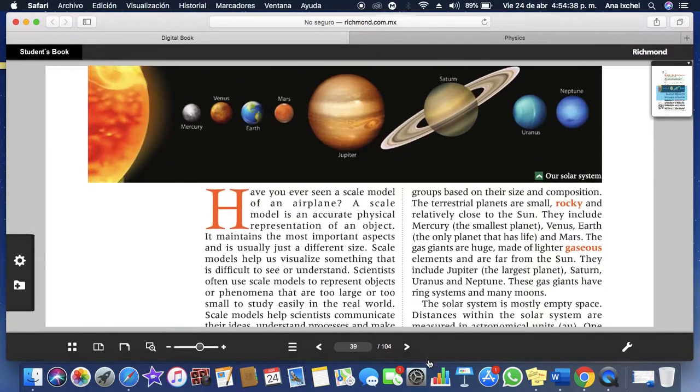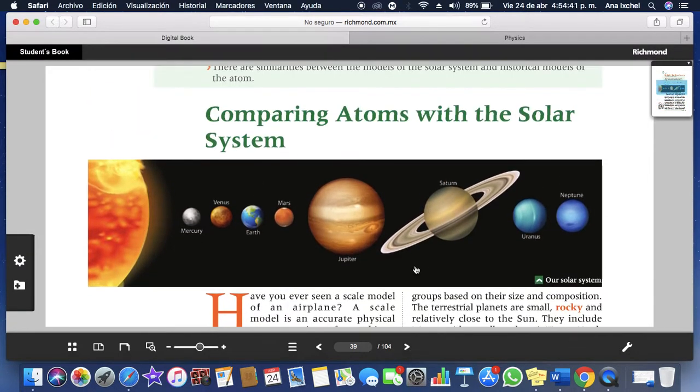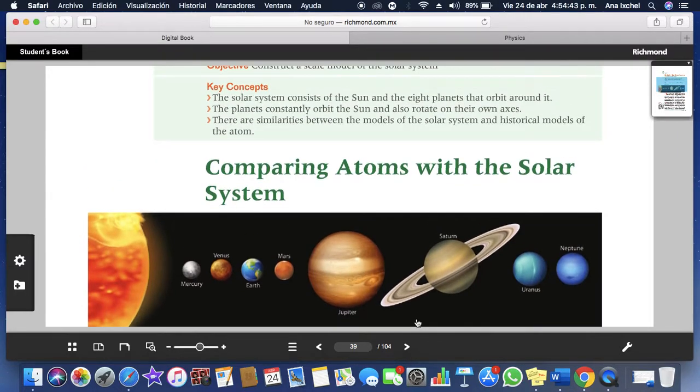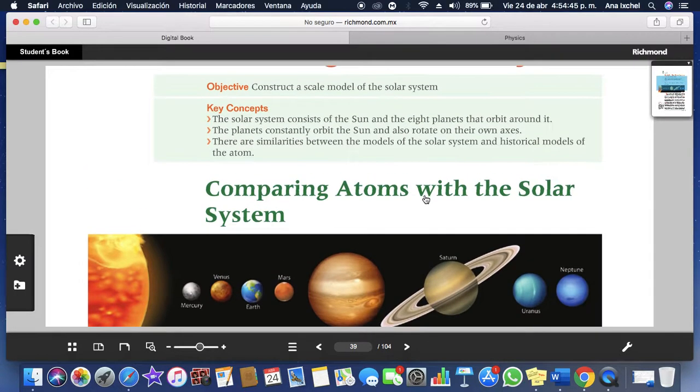So let's start with comparing atoms with the solar system, and the objective is to construct a scale model of the solar system, but we will not be doing that. We will not do a scale model of the solar system. We are only going to work on this.